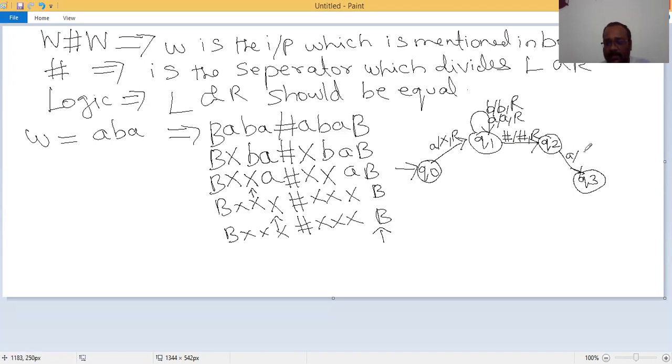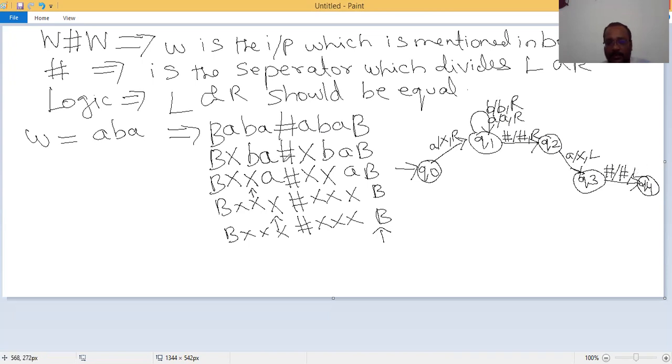So this A is replaced as X and moved to left hand side. The remaining elements will be represented as they are. When you are moving this A with X to the left hand side, you are having hash. Mention it as Q4. Represent this hash as it is and move to left hand side.